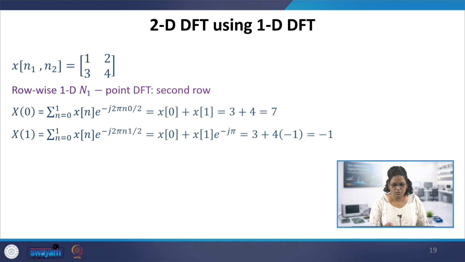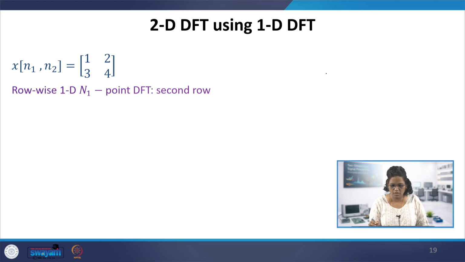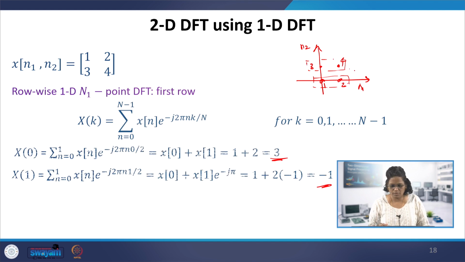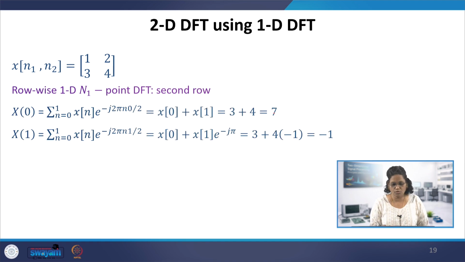Similarly, using the 1D DFT for the second row, 3, 4: we compute this 3 and 4, which results in 7 and minus 1. So for 3, 4 we computed a 1D n1 point DFT for each row. Two such rows were obtained. So these are f of k1 comma n2, that is 3 minus 1 and 7 minus 1. These are the 2 rows of f of k1 comma n2.